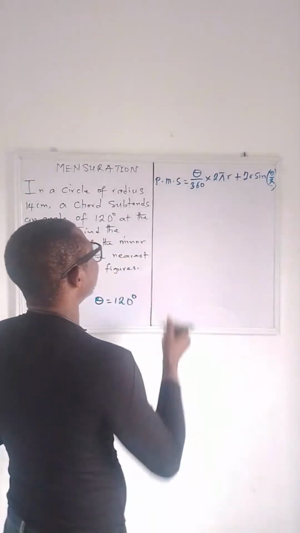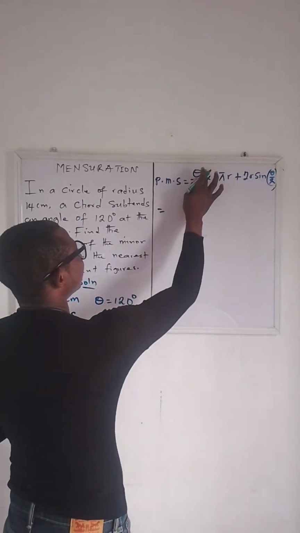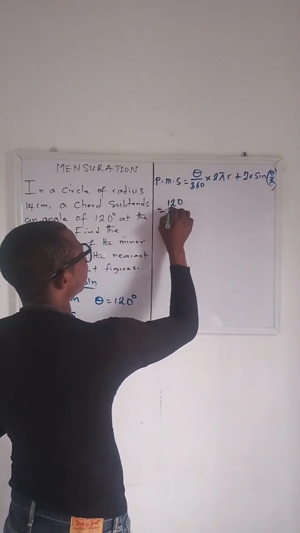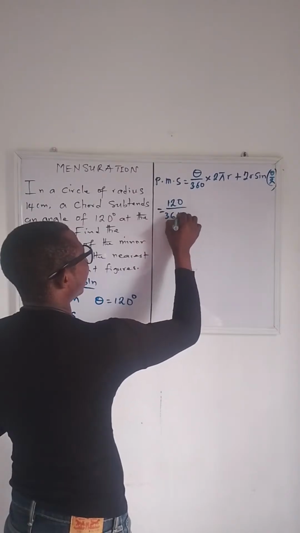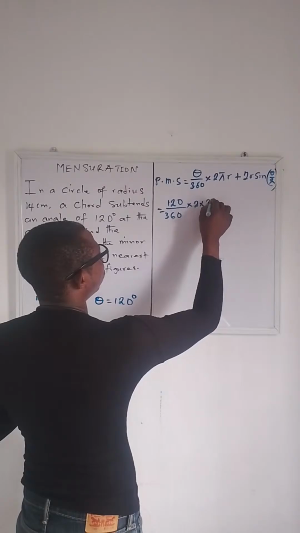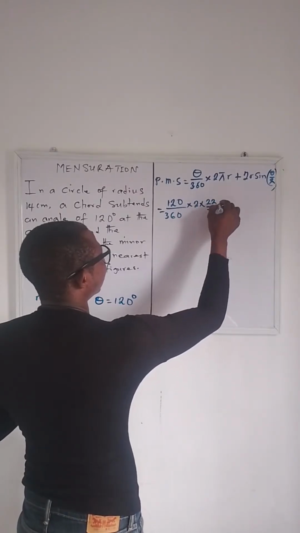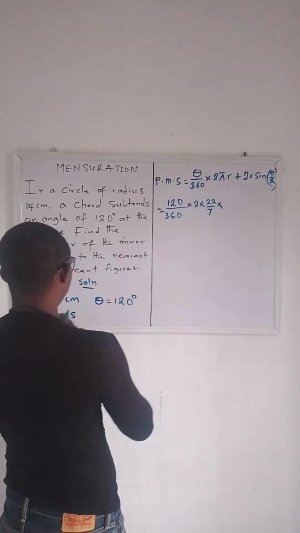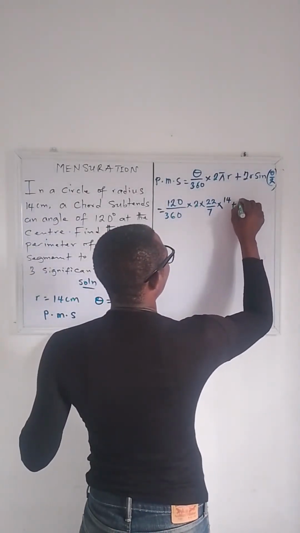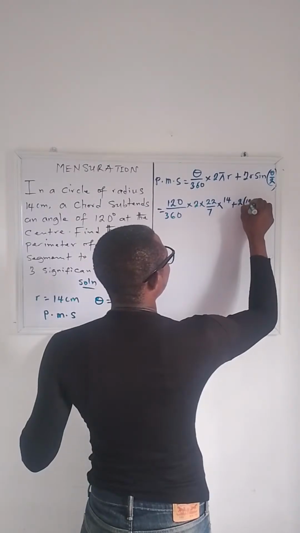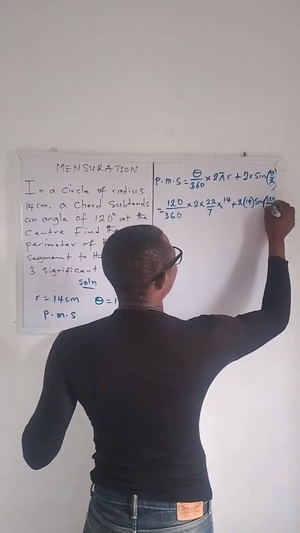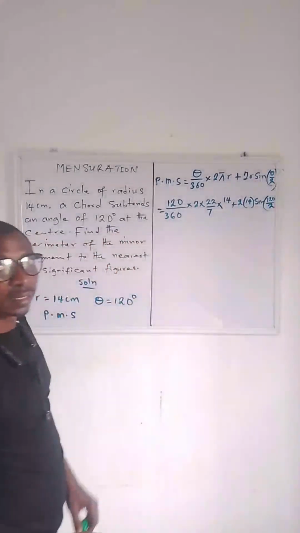So now let us plug in the values we have here. Our theta angle is 120 degrees, that is the angle subtended at the center, times 2 times 22 over 7 times r, which is the radius, that is 14, plus 2 times 14 times sine 120 over 2. I hope you understand that.